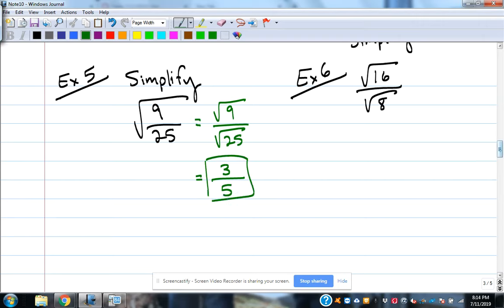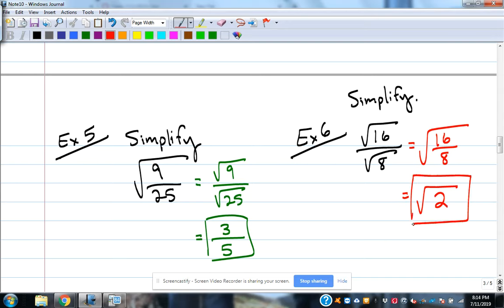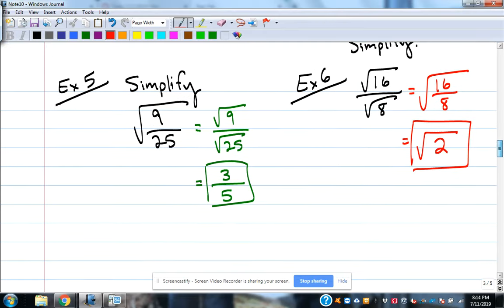We can use that same rule in example 6 to simplify the square root of 16 over the square root of 8. We do know the square root of 16 is 4, but the square root of 8 is not a nice number. So we can go backwards from what we did in example 5 and make this the square root of 16 over 8. That will divide evenly: 16 divided by 8 is 2. We get the square root of 2. That's a much easier way to simplify than rationalizing the denominator.